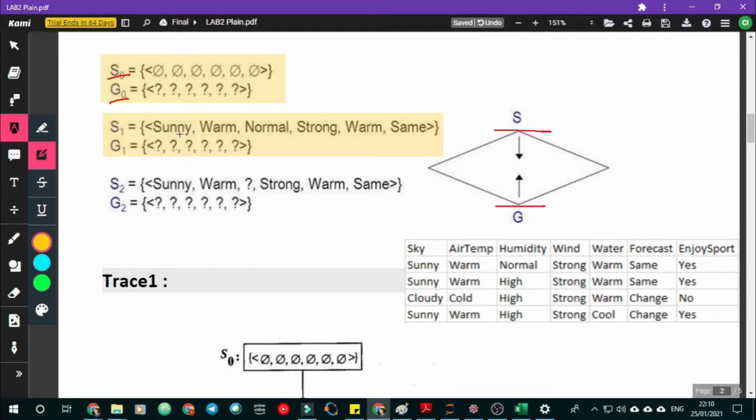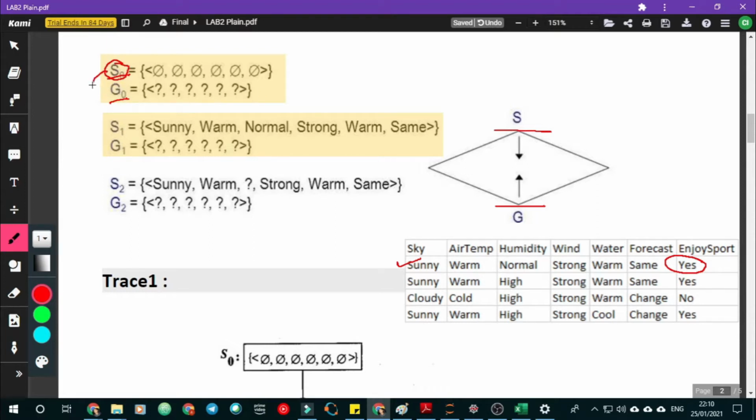After reading the first data sample, what is the first data sample? This one. After reading the first data sample, since it is S, what we are doing is changing the hypothesis, that is, the specific hypothesis.